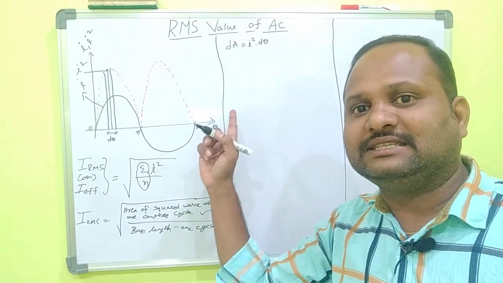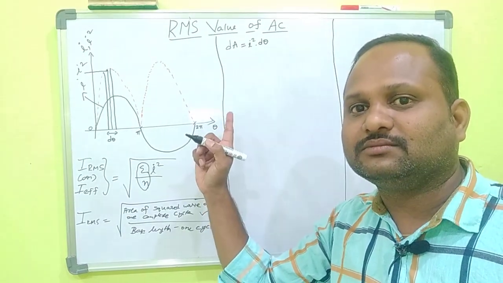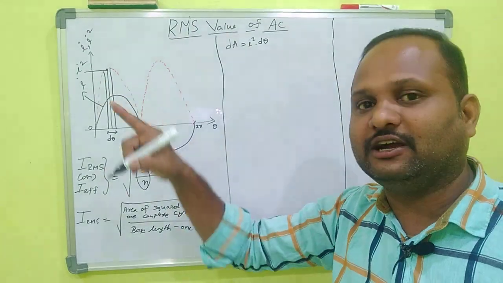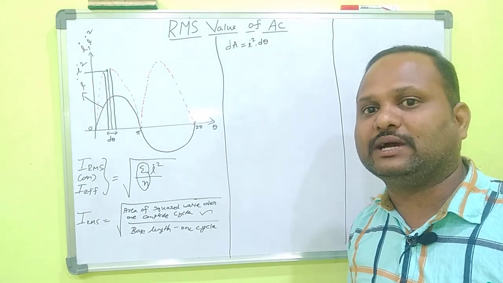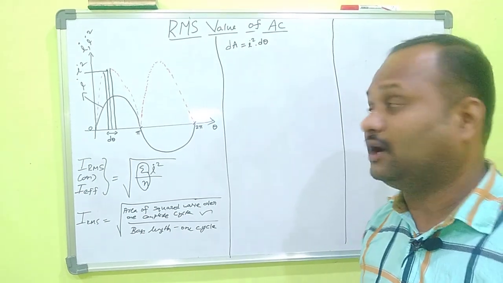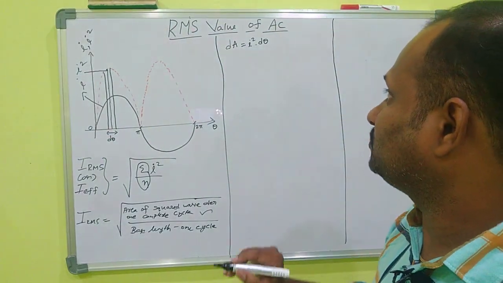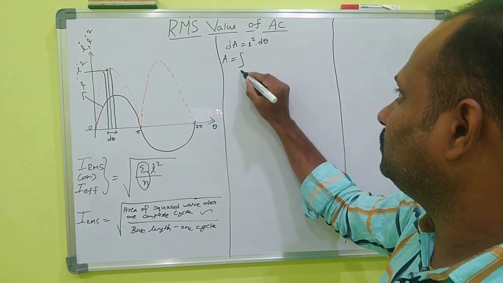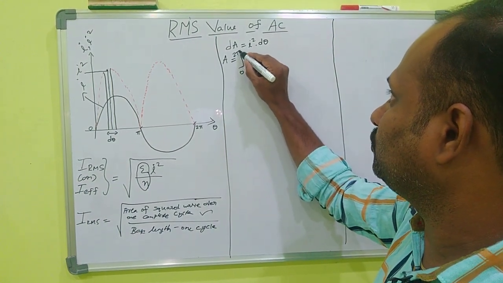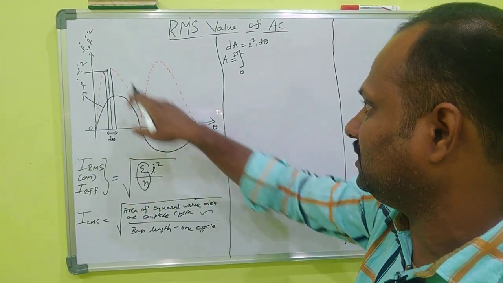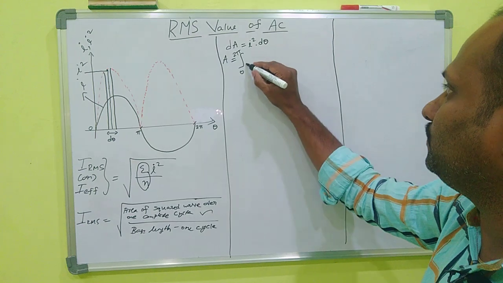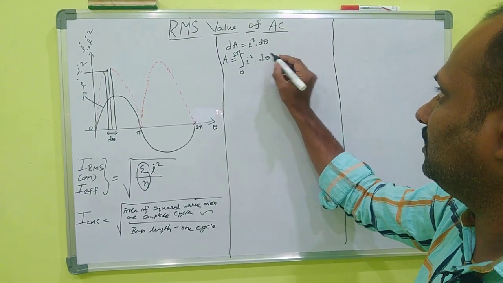If we integrate this dA with the proper limits, then we get the total area of one complete cycle of the square wave. How? dA is equal to I square d theta. Then to find A, we apply the proper limits, 0 to 2 pi, because we are taking one complete cycle. So A equals the integral from 0 to 2 pi of I square d theta.